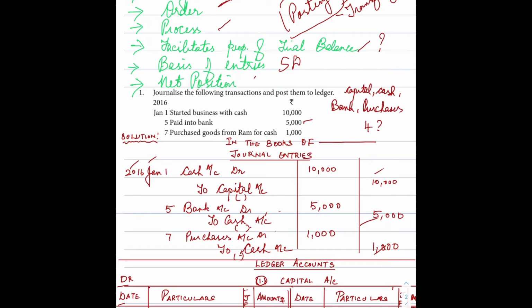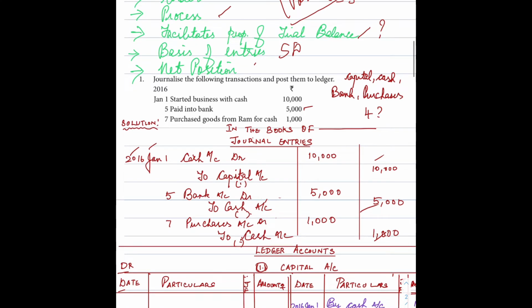First, capital account. What does it say? Cash to capital. So when you post from the journal to the ledger, it will take opposite places. In the journal, the debit will go to the credit part of the ledger, whereas the credit part of the journal will go to the debit part of the ledger. Please be very clear with this. Now, as I told you, capital is in the credit part.